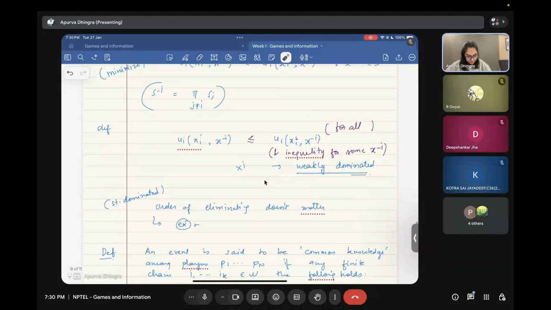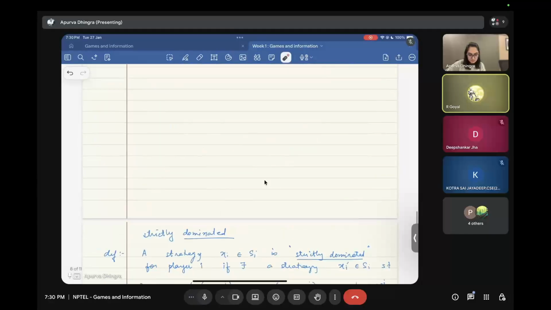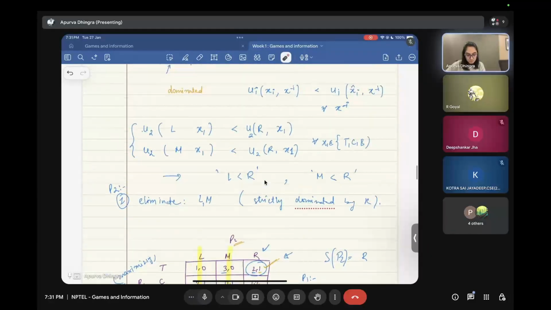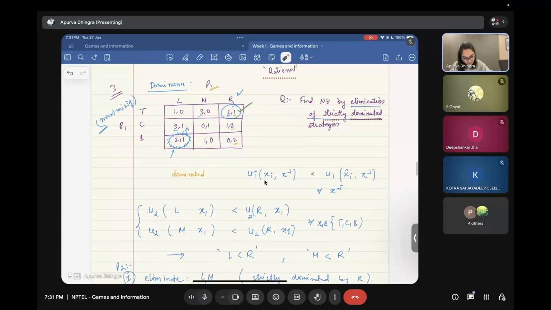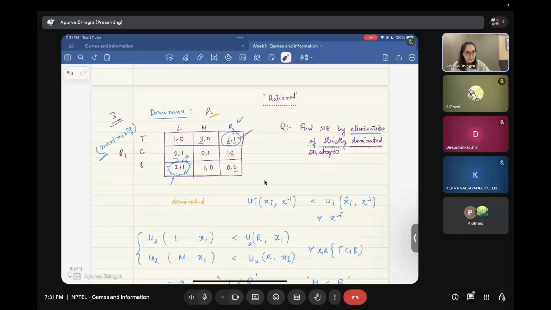Now, I have a query here: just because one strategy is dominating the other, why keep the other strategy? Simply eliminate it, reduce the size of the game, reduce the size of the matrix, and then ponder upon the remaining stuff. So if we are in a situation where we have strictly dominated strategies, for example here, R is always better than M. Then I know player 2 will not play M. It makes no sense to play M, because it is strictly dominated.